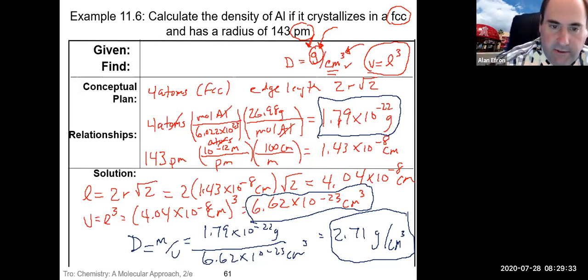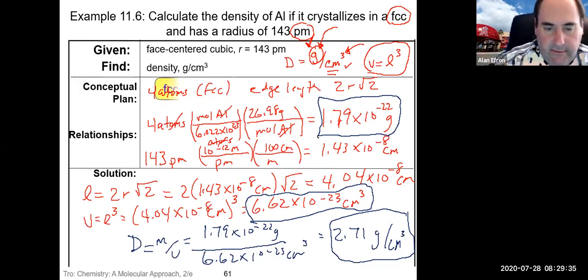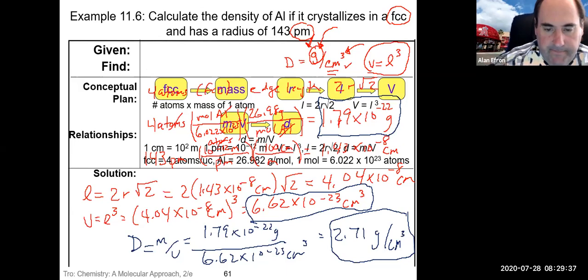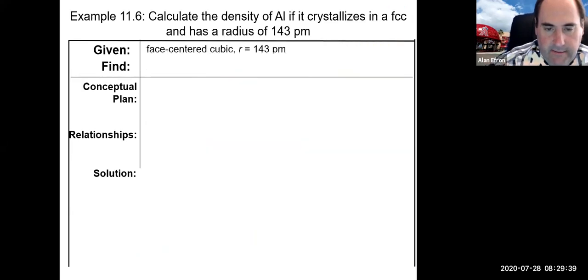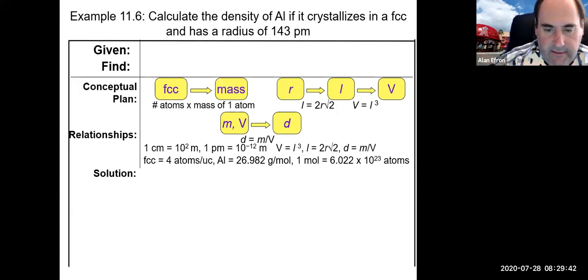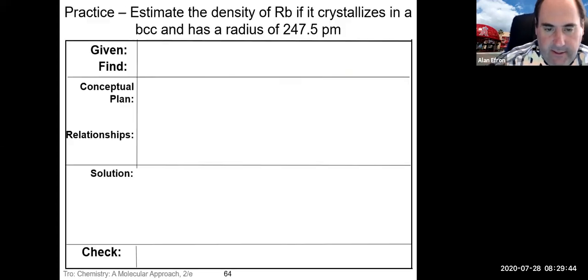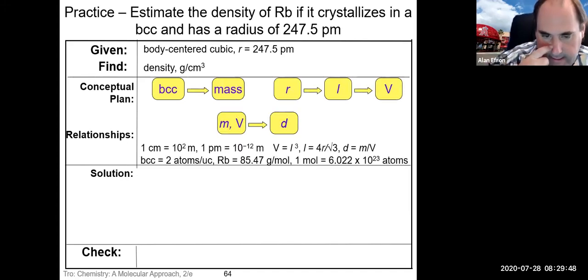So why don't you try one here and see how you do? I think it was the same one we were just working on. All right, why don't you try this one here? Let me give you some info. There you go. So we want to look for the density in grams per cubic centimeter of Rb. It crystallizes as BCC with a radius of 247.5 picometers. So take a few minutes here and see what you come up with, and then we'll talk about it.